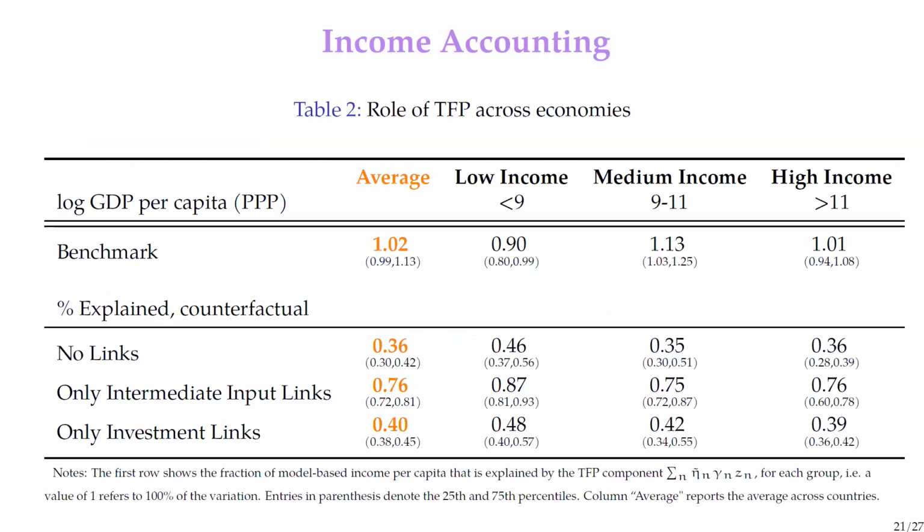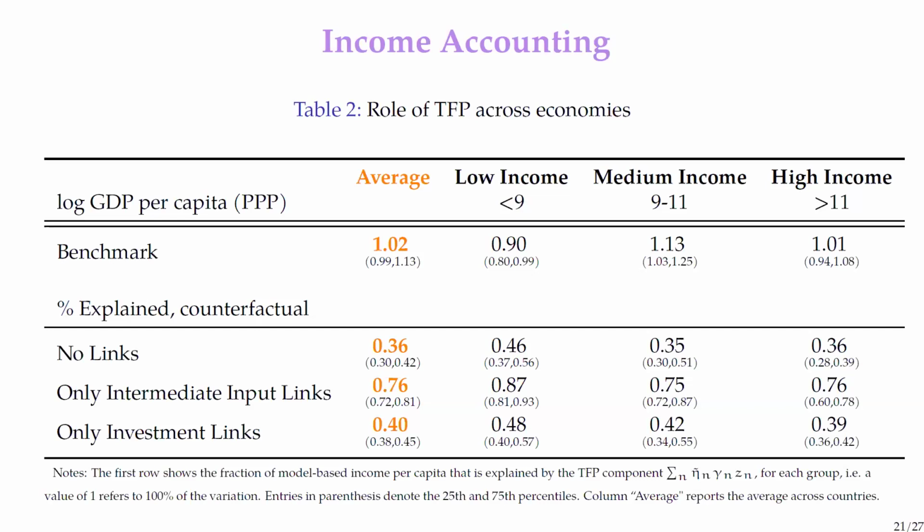So let me first go through the income accounting. Here I'm showing how much of the model-based income is explained by TFP. Not surprisingly, it's like 100%. So let's focus on the orange column. Then we run some counterfactual analysis to consider counterfactual economies. If we consider an economy without links at all, so without investment network and without production network, we find that this explains only 36% of the model-based income. So basically, the other 64% is explained by linkages in this economy.